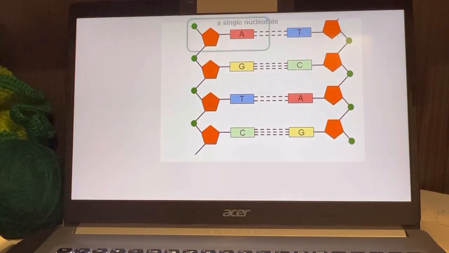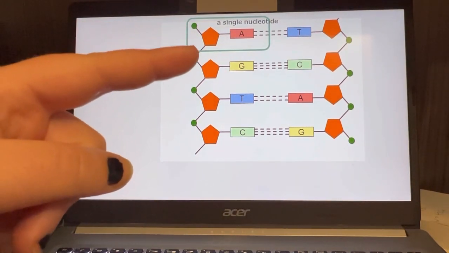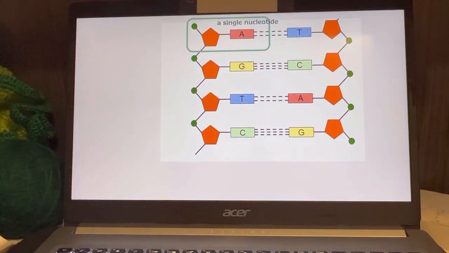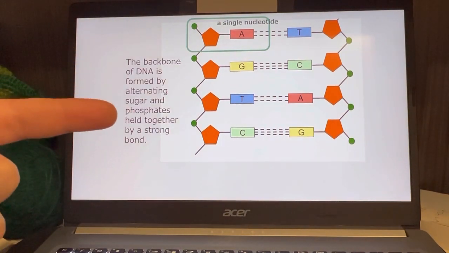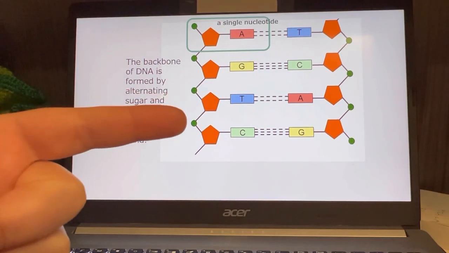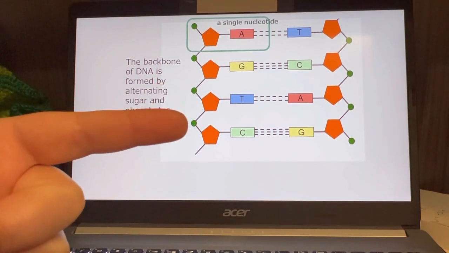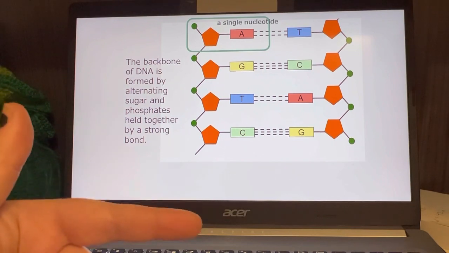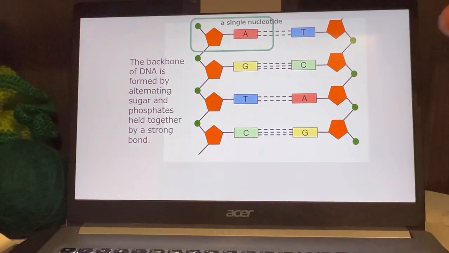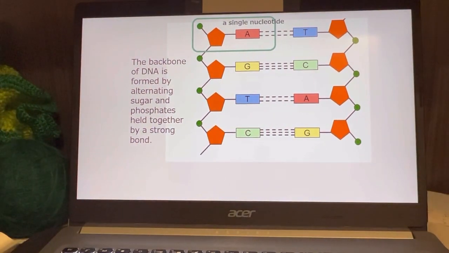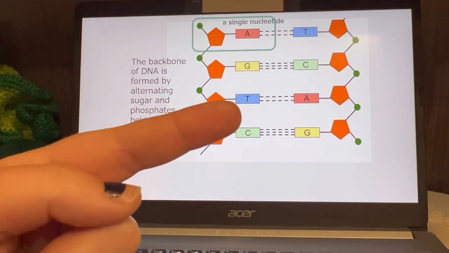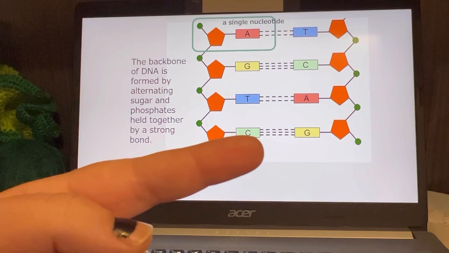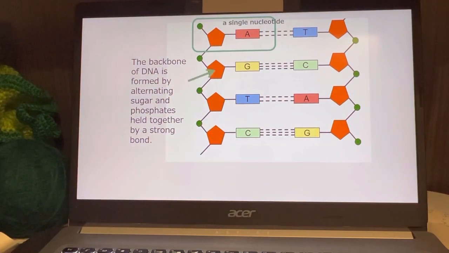So that there is a single nucleotide. That's your A. The backbone of DNA is formed by alternating sugar and phosphates held together by a strong bond. So sugar, phosphate, and it just keeps going all the way down on both sides. And in between here, we have hydrogen bonds. There are 2 between A and T and 3 between C and G.